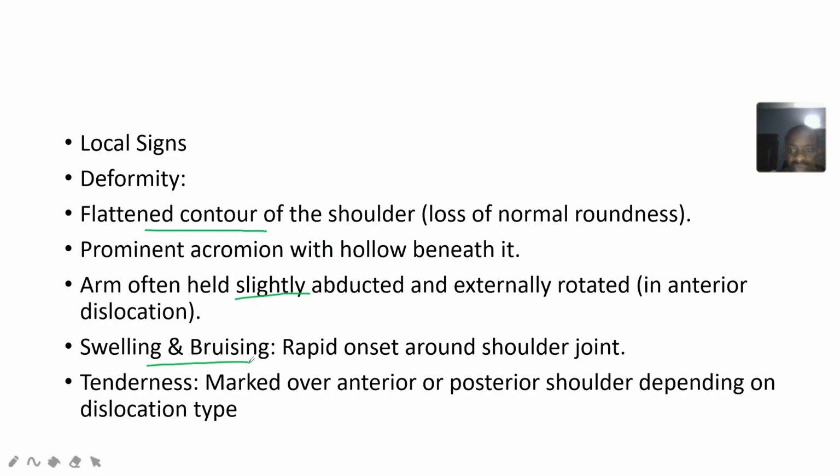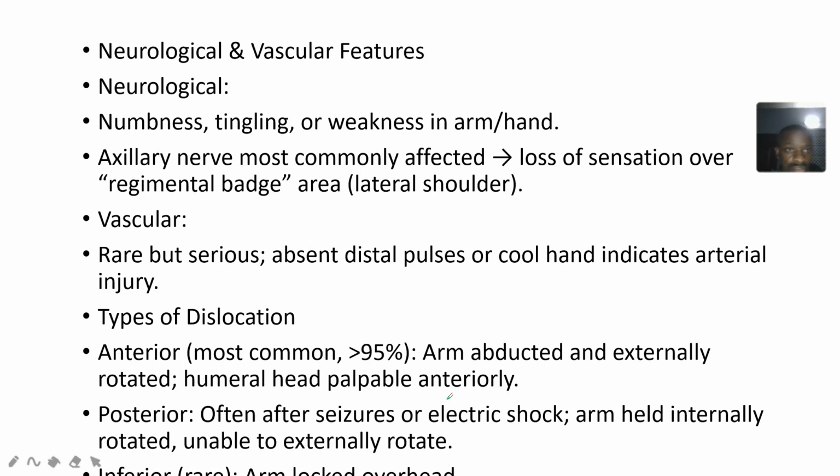Swelling and bruising: when you actually examine that side, you basically see a lot of injuries, to confirm. Tenderness too is marked over the anterior and the posterior shoulder, and this depends on the dislocation type. It could be to the back, it could be to the front. To the front is anterior shoulder dislocation, to the back is posterior shoulder dislocation.